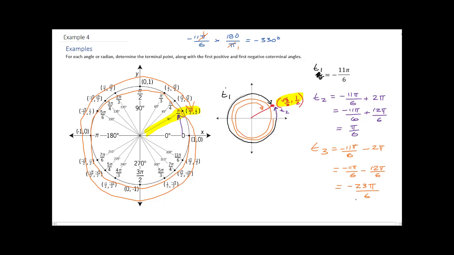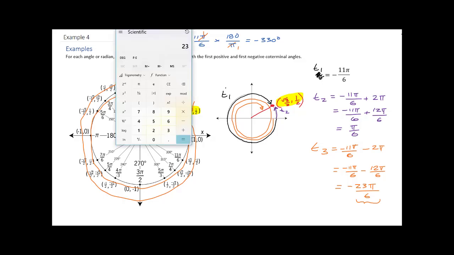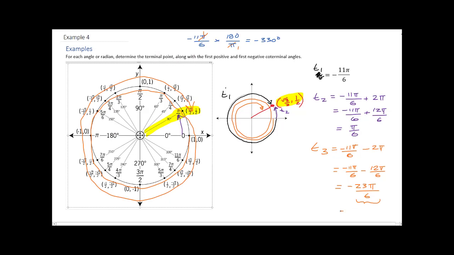And again, you could convert that to degrees by multiplying it by 180 over pi, or we can make it a decimal by dividing. I'm just curious, I want to see what that is. 23 times pi divided by 6, and it is 12.04. So approximately 12, right? That's about 12 radians, right?